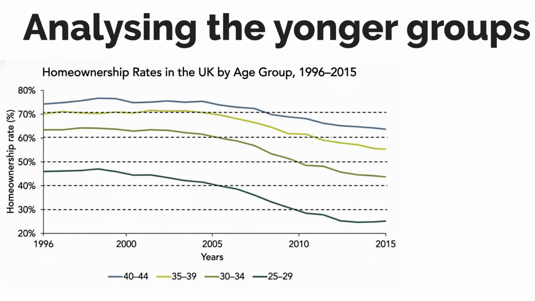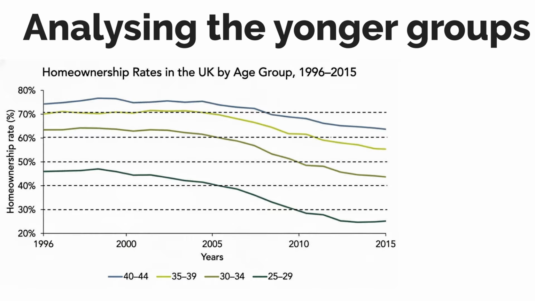Now let's analyze the younger groups for paragraph 2. These two age categories, 30 to 34 and 25 to 29, show much more noticeable declines than the older groups. The 30 to 34 group begins at a reasonably high level, only slightly below the 35 to 39 group. However, unlike the older age groups, its line drops more clearly over time, ending the period at a considerably lower point than where it started.